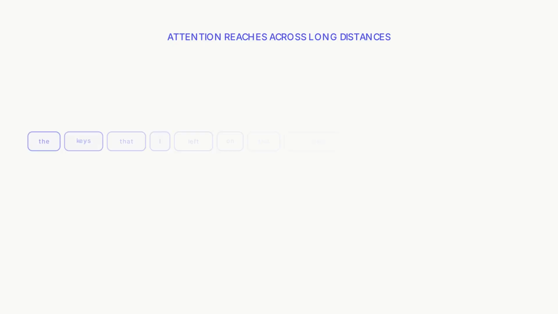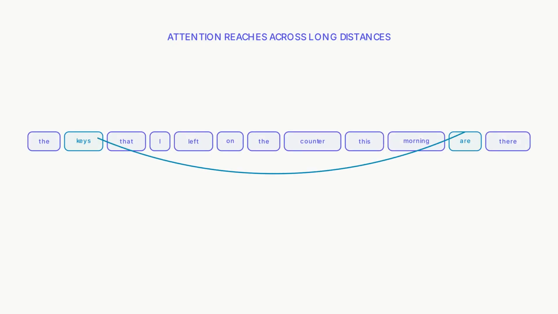And the real magic is how far it can reach. Consider the sentence, the keys that I left on the kitchen counter this morning are still there. The word are has to agree with keys, not counter, not morning. Attention lets are reach all the way back across the sentence, past every distraction, and lock onto keys. No simple rule about word order could get this right every time. Attention learns to connect the words that belong together, however far apart they sit.